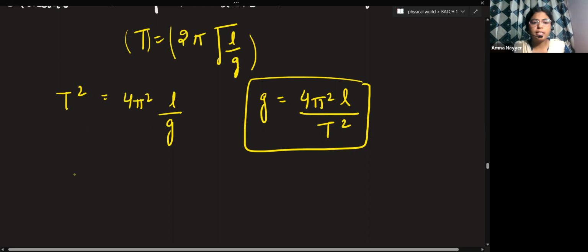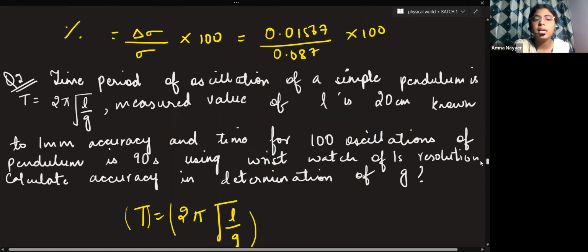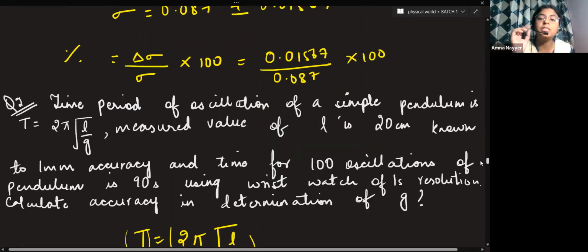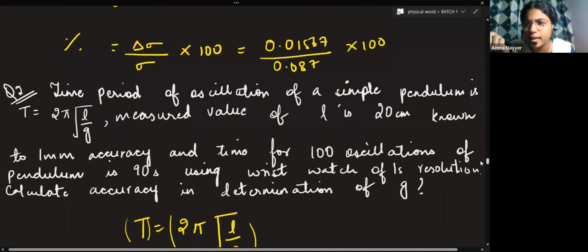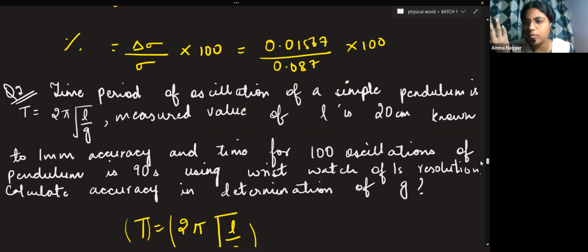So delta T, small l, let's see, small l is not given directly. It is just written in the form of words. It says that the measured value of L is 20 centimeters. Measured value of L is 20 centimeters means the mean value. So 20 centimeters becomes the mean value, and the mean value is always written first. Then after that, you write the mean absolute error.